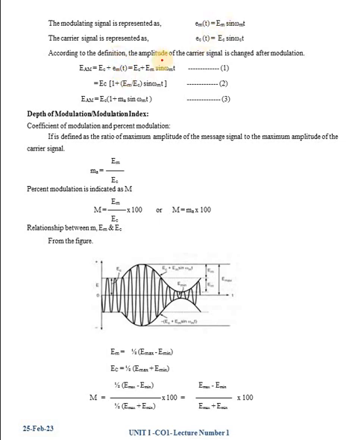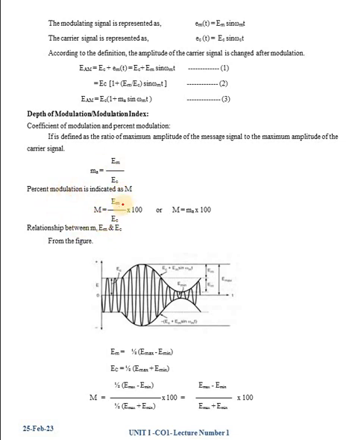So substitute this in the above equation. We will get EC plus EM sin omega MT. So EAM is equal to EC into 1 plus MA sin omega MT. Please remember this equation. This is the basic equation for deriving the AM equation. So what is MA? MA is the modulation index, the ratio of the maximum amplitude of the message signal to the maximum amplitude of the carrier signal, simply EM by EC.